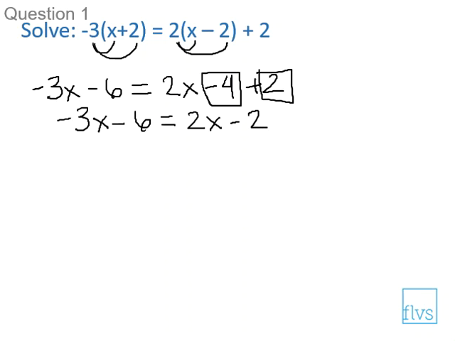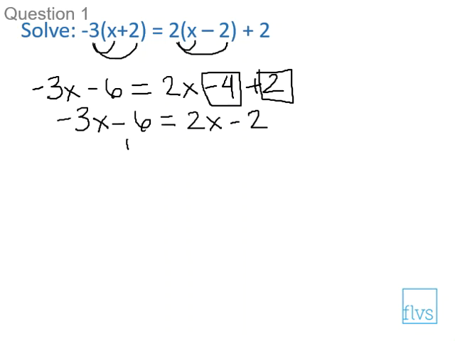Now, I personally prefer to bring the x's to the left-hand side and the numbers to the right-hand side. It just makes it look better to me. But ultimately, the goal is we have to get the x's with the x's and the numbers with the numbers. So to do that, like I said, I like to move the numbers to the right side.